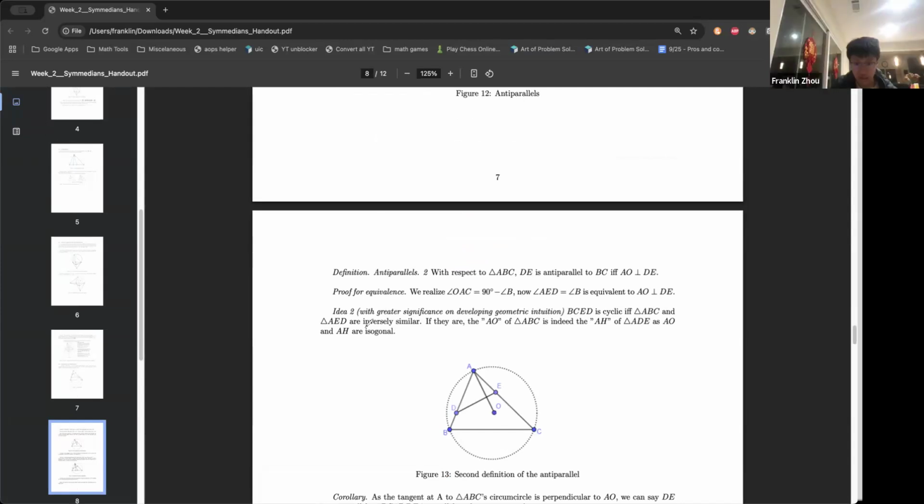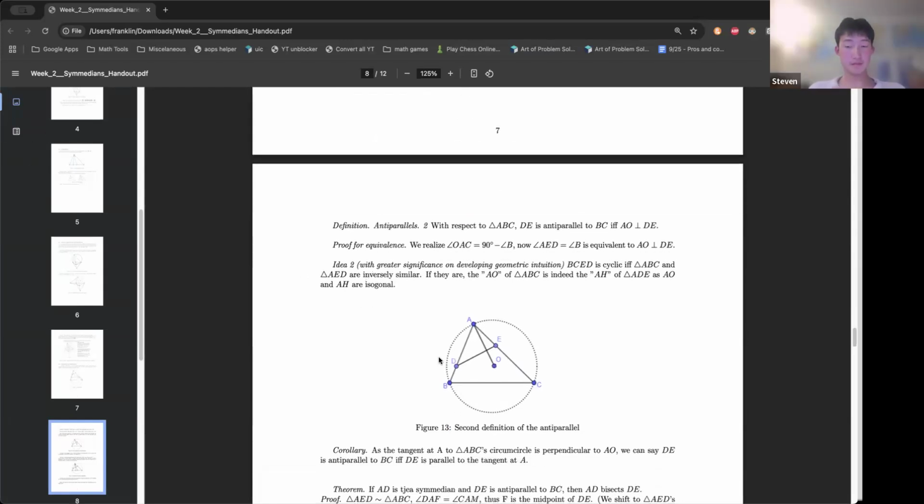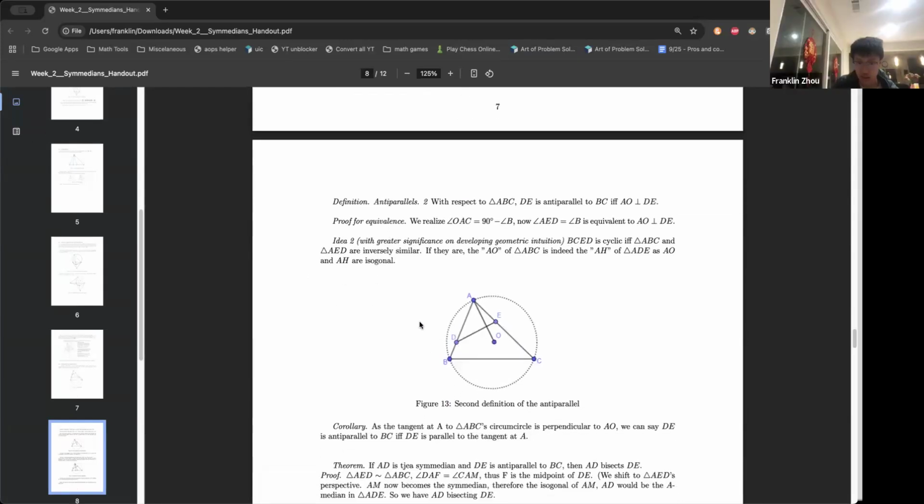Okay. We have another definition. Let's just look at this diagram here. Basically it states that DE, this segment, is antiparallel to BC only if it's perpendicular to AO. And over here, we can do a lot of angle chasing to find that out. Actually, it's not that bad, but it's still some angle chasing. And I'll leave it for you to prove later on.